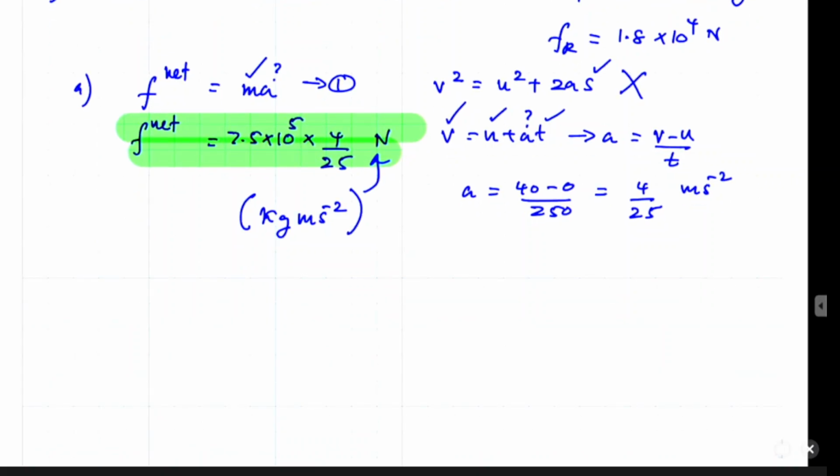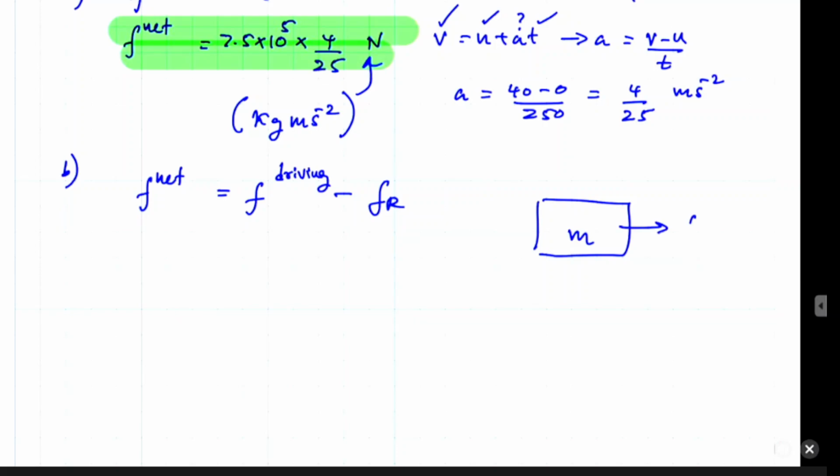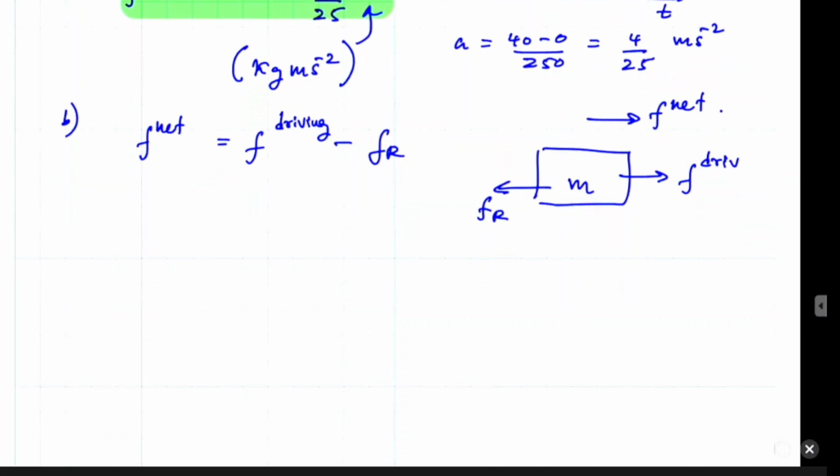What force is applied by the engine during this time? So you understand the B part, F net is equal to F driving force minus F friction force. How come? If you have a mass here, and this is F driving and this is Fr, so the net force is this. So this is the definition. So now you need to find F driving, that would be F net plus Fr.